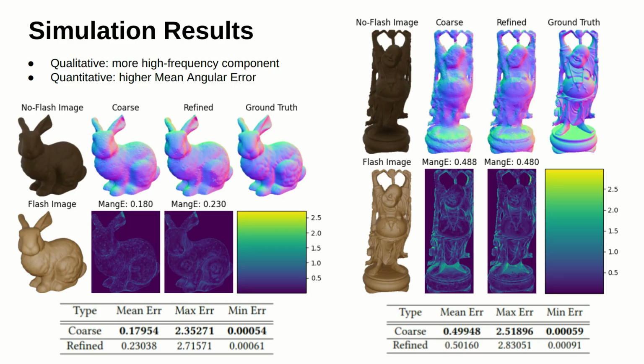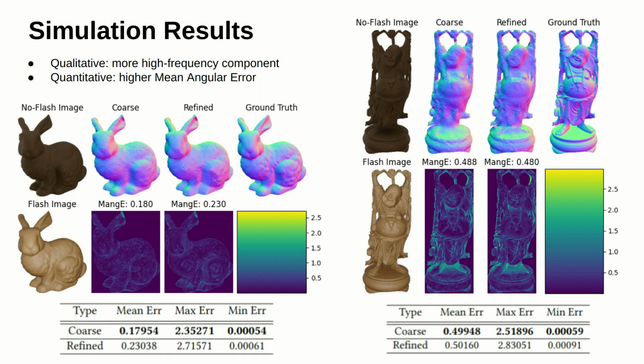We evaluate our method both qualitatively and quantitatively using synthetic data. The two objects we use are Stanford Bunny and Happy Buddha, and for each object we capture 122 flash and no-flash pairs at different views. Qualitatively, the coarse normal map contains only a low poly geometry, while the normal map refined using our implementation contains slightly more details, as you can see in the bunny's face and the Buddha's sleeves.